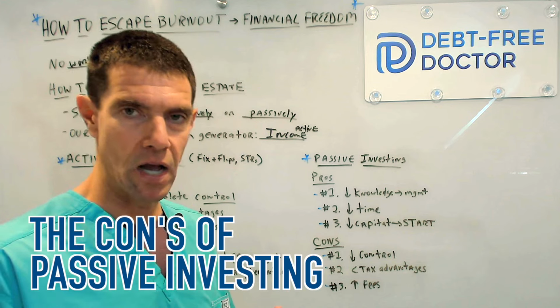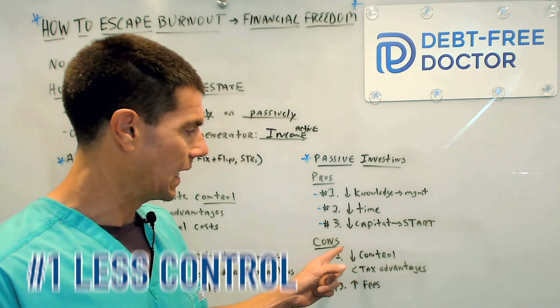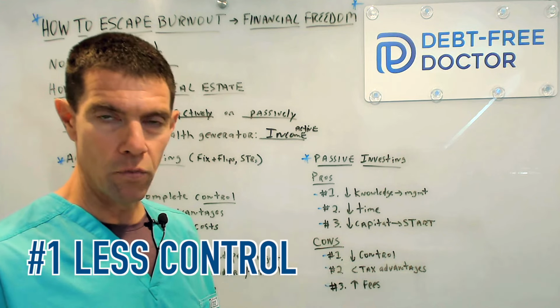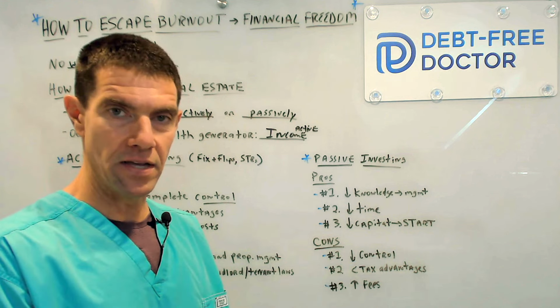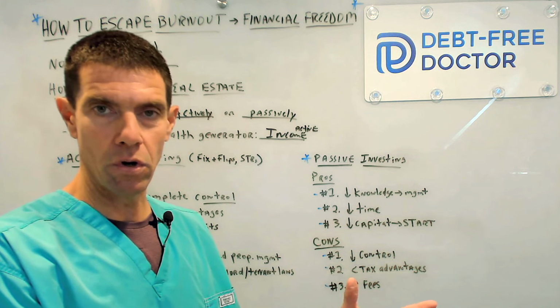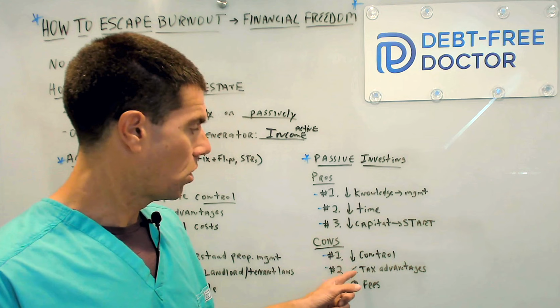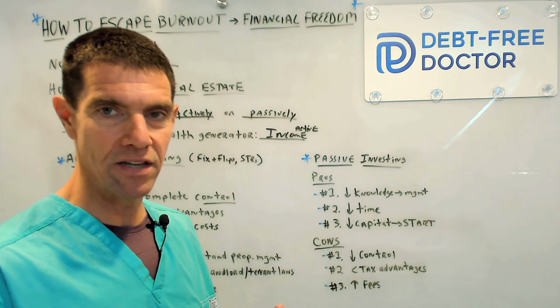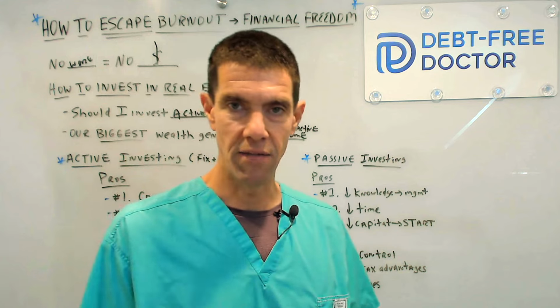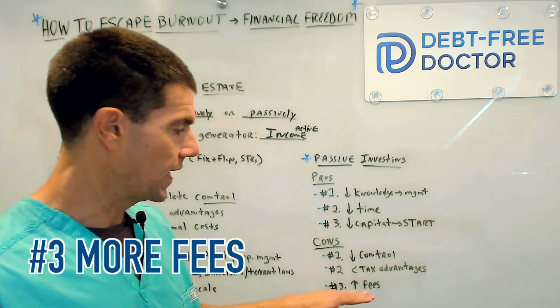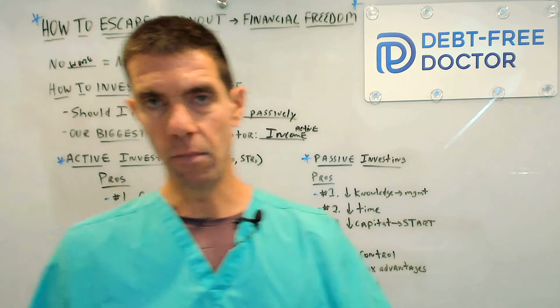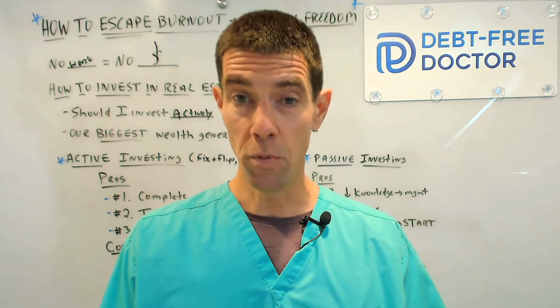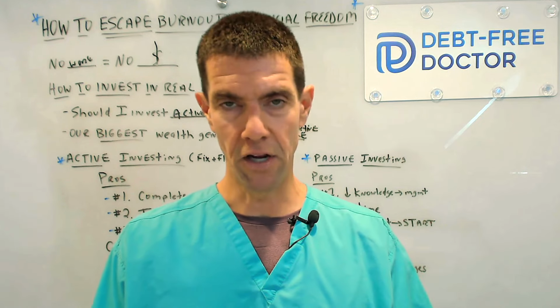So now let's talk about the cons. You have significantly less control over the real estate investment if you're passively investing. You're passing that control over to somebody else. And then you have less tax advantages. Okay, so not all tax advantages are available to you as the investor. And then you're going to have more overhead, more fees that could be paid to third parties who supervise the investment, and then they're going to profit from it.